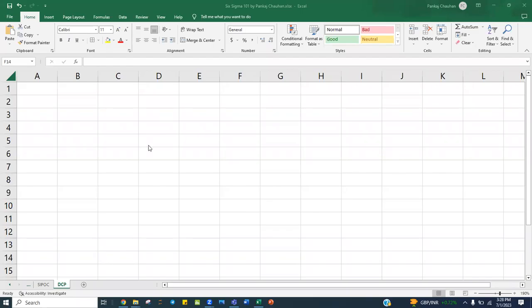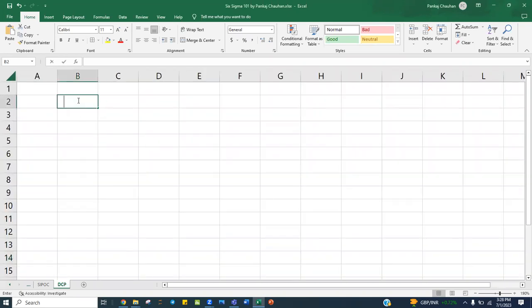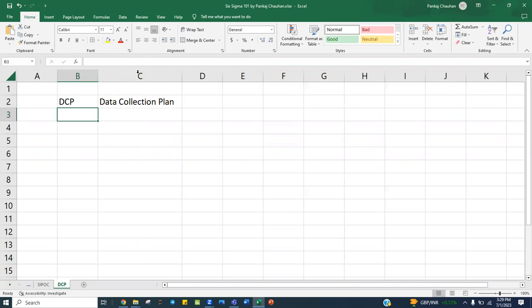Hey people, welcome back. In this topic, we are going to talk about the DCP, which stands for Data Collection Plan. See, this data collection plan, we used to create every time.